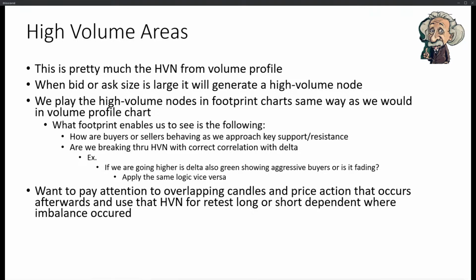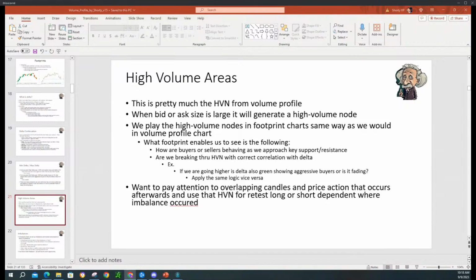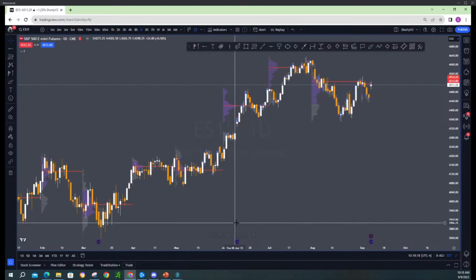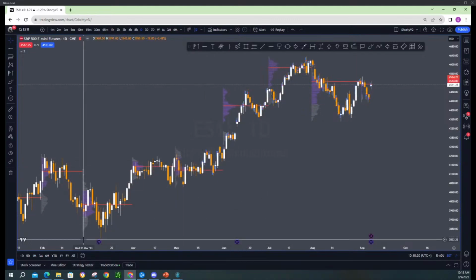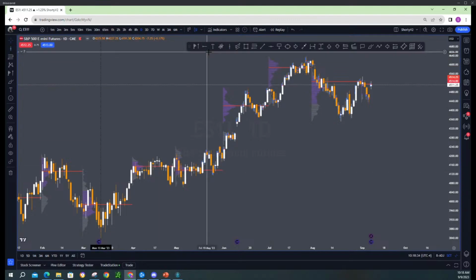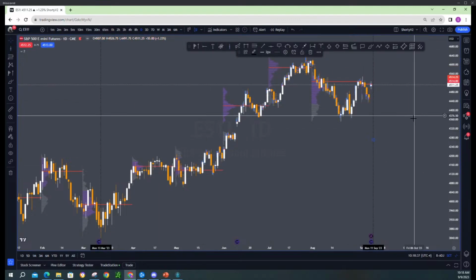Okay, all right. So high volume nodes are just a concentration of volume. Where are we trading? Is there a high volume node somewhere? I can give you guys a quick example here. Here's this chart. It changed colors last night. Where's a high volume node from this point here to here?